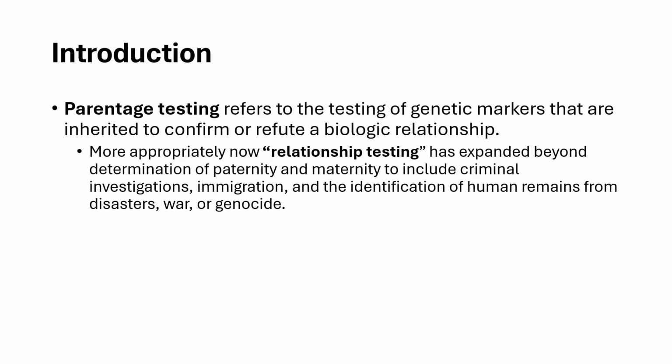Relationship testing in the blood bank. So we have parentage testing. This tests genetic markers inherited to confirm or exclude biological relationships. This is now called relationship testing as it covers more than paternity and maternity. This can also include criminal cases, immigration, and identifying remains from disasters, wars, or genocide.